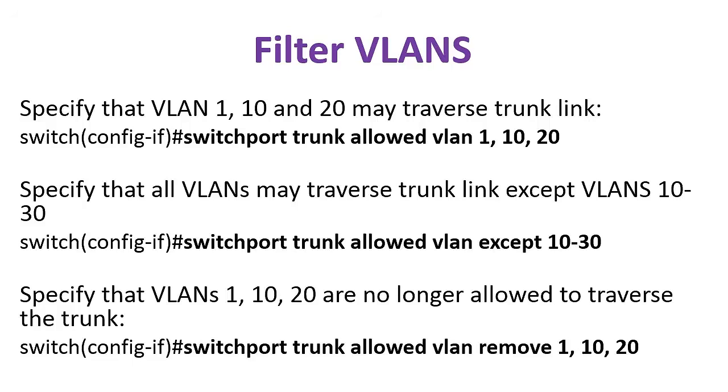And then finally, if you want to specify that VLANs 1, 10, and 20 are no longer allowed to traverse the trunk link, that is, you want to remove them from what you already have programmed, you can do that by typing switchport trunk allowed vlan remove 1,10,20. These are just three examples. There are many options you can use, but these are just three examples of how you program filtering of VLANs over a trunk link.